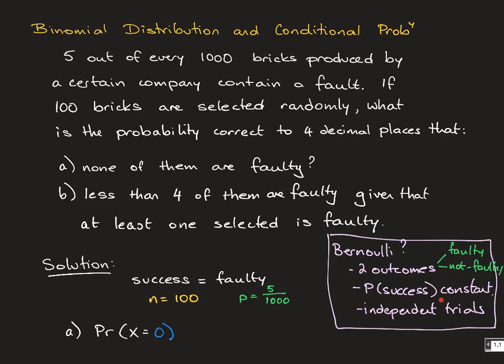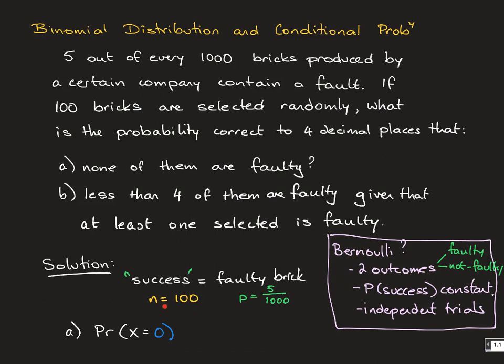Is the probability of success constant? Yes, it is. Whether one brick is faulty doesn't have an impact on another brick. And are they independent trials? Yes, they are. So we can use binomial probability here. And what we're actually looking for are whether the bricks are faulty or not. So in fact, our success, a successful trial, or something that we say is a success, is actually going to be a faulty brick.